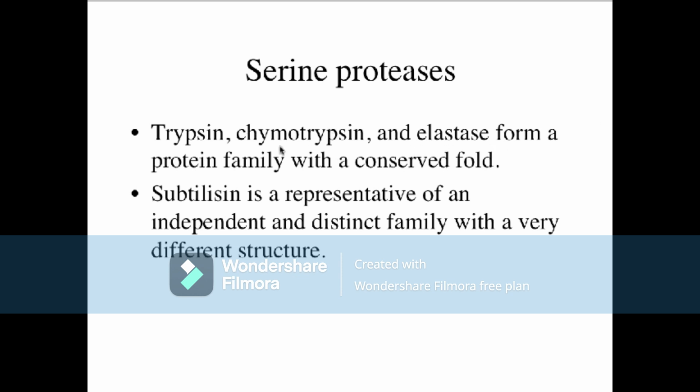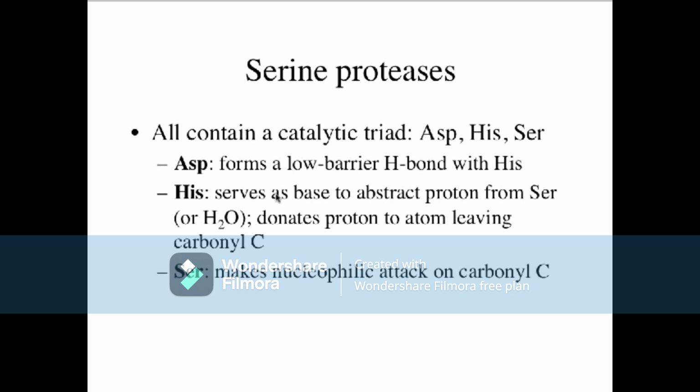Elastase is another enzyme. They all look very similar in terms of their protein fold, which I'll show you in a minute. Subtilisin is another serine protease, looks nothing like them, quite different. However, every serine protease has a catalytic triad, that is 3 amino acids that work together: an aspartate, a histidine, and a serine. Basically the serine is the reason why we call them serine proteases.